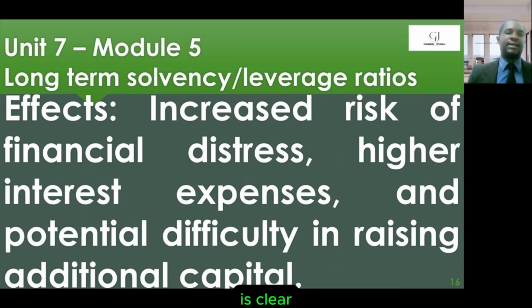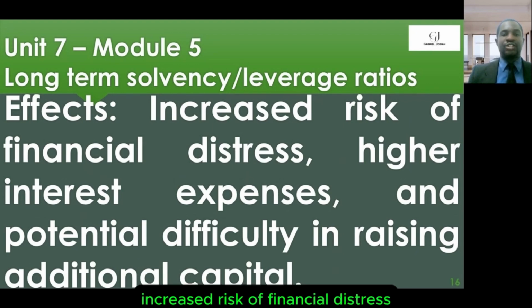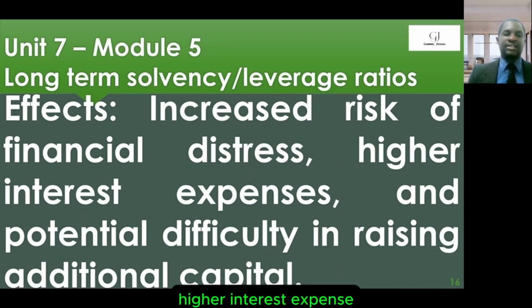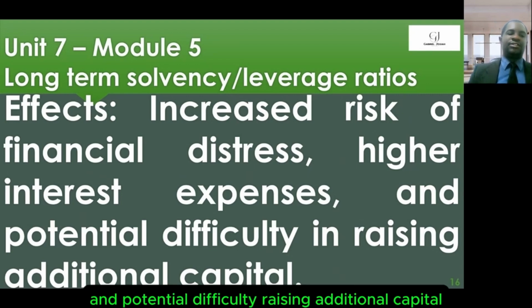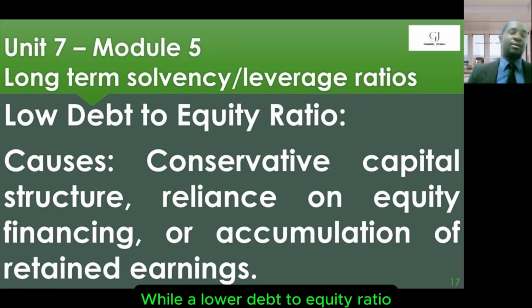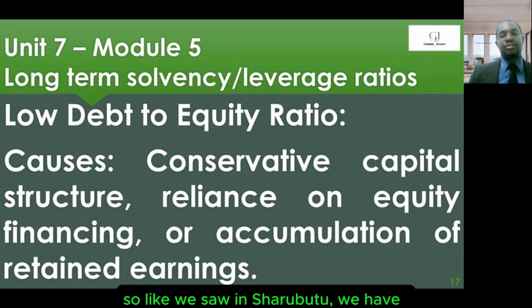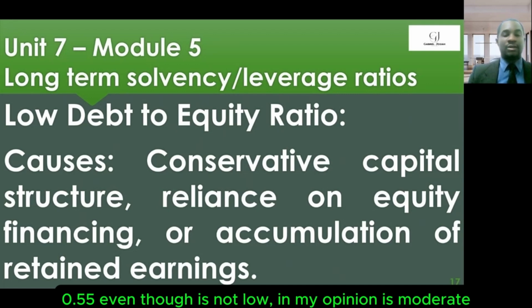And the effects are clear. Increased risk of financial distress where you have a high debt to equity ratio, higher interest expense, and potential difficulty in raising additional capital. While a lower debt to equity ratio is caused by a conservative capital structure. Like we saw in the example, we have 0.55, even though it's not low, in my opinion, it's moderate.